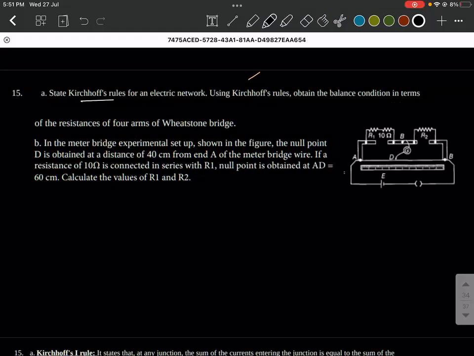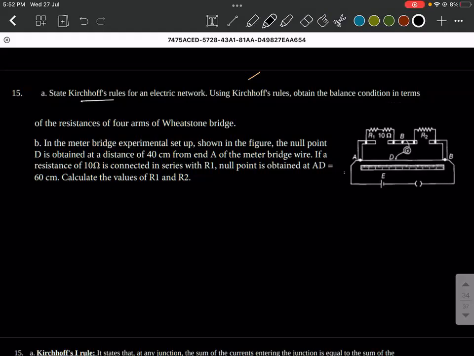Yes. Sum of the currents entering the junction will be equal to the sum of the currents leaving the junction, or the total current which is present across the junction is always 0. Second is Kirchhoff's voltage law, or you call it loop rule. What does that state? The sum of the EMFs and the potential drop occurring across each resistor put in a closed loop is always 0.